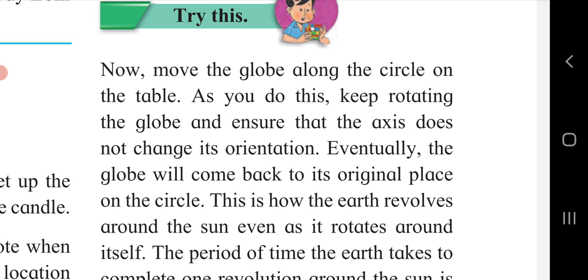When will one revolution be completed? One revolution will be completed when 1 year will be completed. When will the 1 year be completed? When the earth, while rotating around its own axis, revolves around the sun, that is when a year will be completed. It means that while the earth is rotating around itself, it starts revolving around the sun. When one revolution is completed, that time 1 year will be completed.